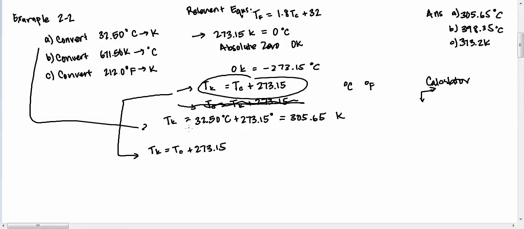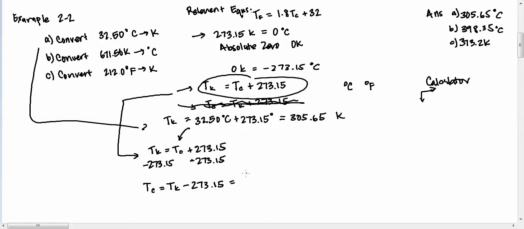And then this time we want the temperature in Celsius, so I just need to solve for it. I need to subtract 273.15 from both sides, and I get T_C is equal to T_K minus 273.15.